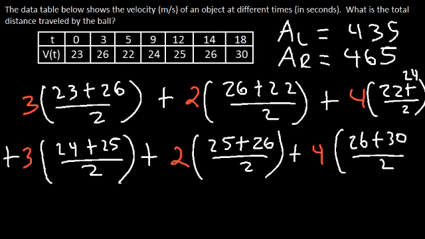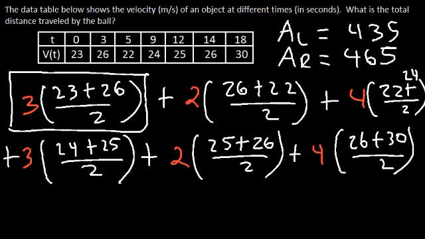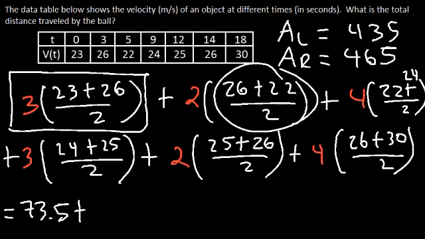So let's start with the first one. 23 plus 26 is 49 divided by 2, that's 24.5 times 3. So that's going to be 73.5. The average of 26 and 22 is the midpoint, which is 24. If you add them up, you get 48 divided by 2, that's 24, times 2, that's 48.